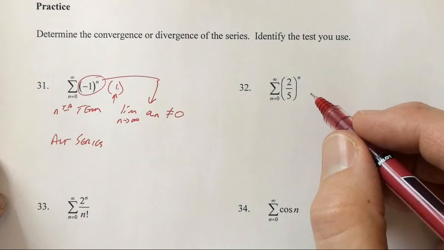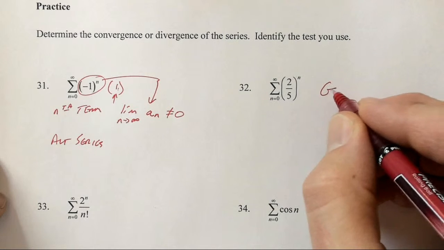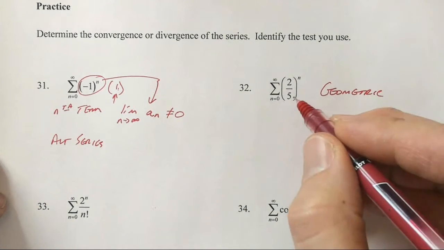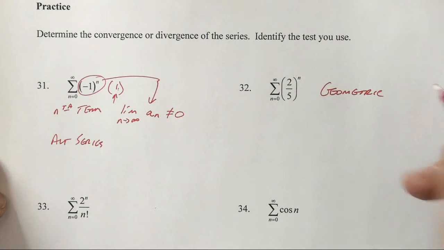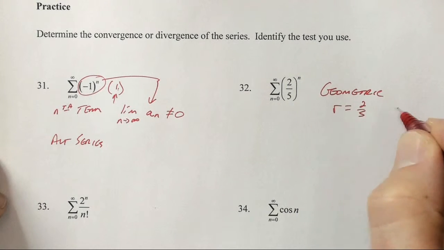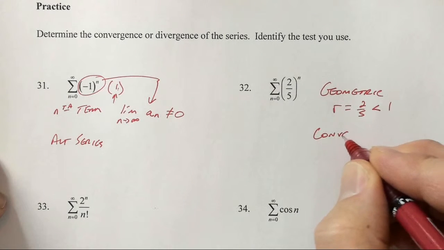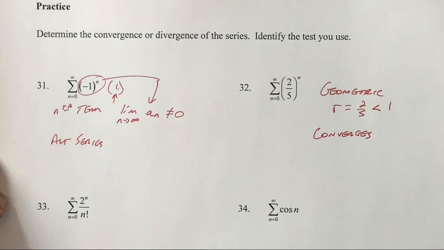With 32, we have ourselves a geometric series. We are multiplying by 2/5 at all times, so r is equal to 2/5, which is less than 1, so therefore this converges by the geometric series test.